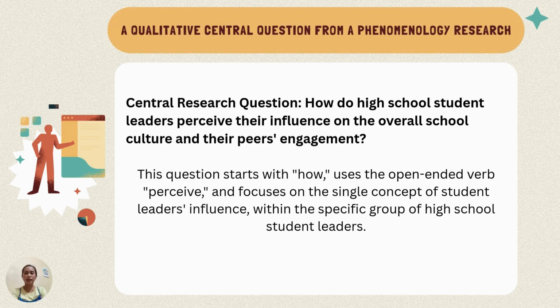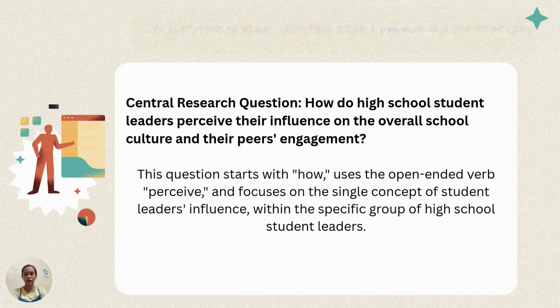Now, we'll have an example. This is a qualitative central question from a phenomenology research. How do high school student leaders perceive their influence on the overall school culture and their peers' engagement? So this question starts with how, uses the open ended verb perceive, and focuses on the single concept of student leaders' influence within the specific group of high school student leaders.